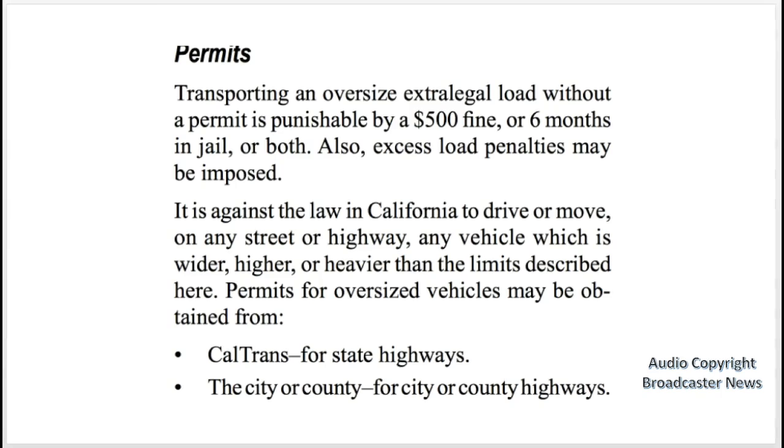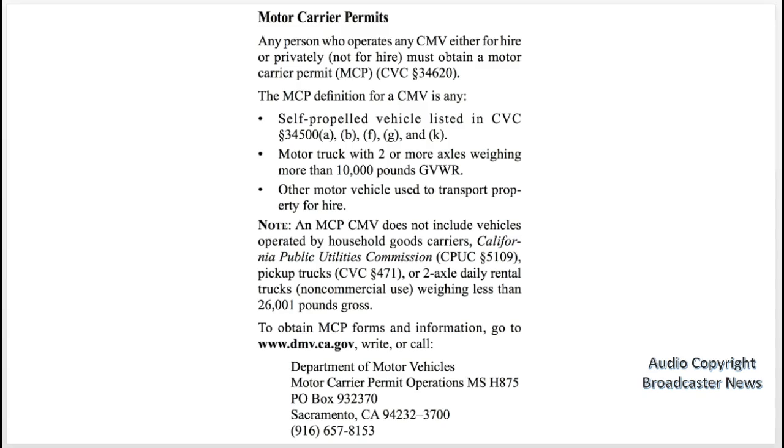Permits. Let's talk about permits. Transporting an oversized load without a permit is punishable by a $500 fine or 6 months in jail or both. Also, excess load penalties may be imposed. It is against the law in California to drive or move on any street or highway any vehicle which is wider, higher, or heavier than the limits described here. Permits for oversized vehicles may be obtained from Caltrans for state highways, and the city or county for city or county highways.